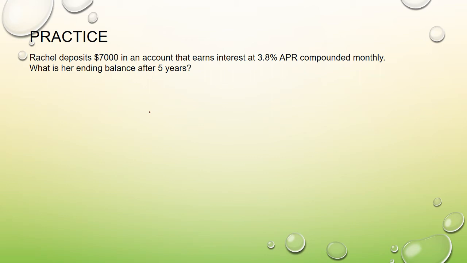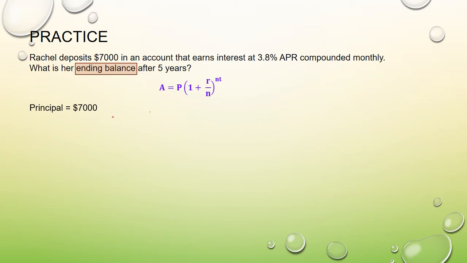Alright, let's try this one out. Again, we're trying to figure out what it is that we're looking for. The question says, what is her ending balance? So that means we're looking for A again. And because we're looking for A, we need to know everything else.